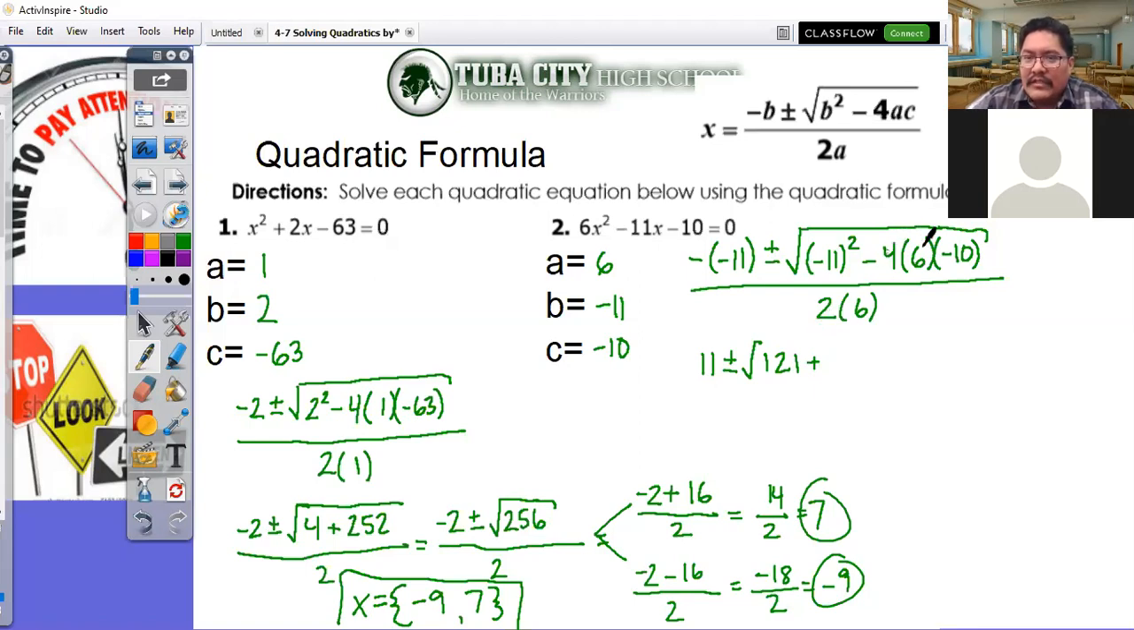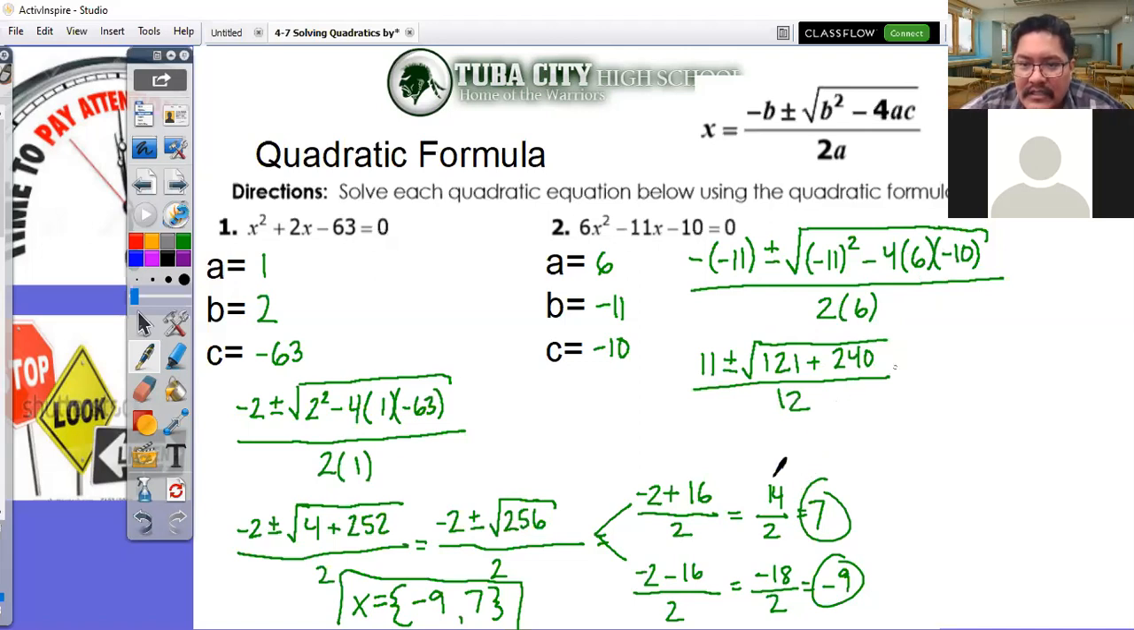Anyway, 4 times 6 times 10. So 4 times 6 is 24, times 10. Well, that's easy. 240, all over 12.